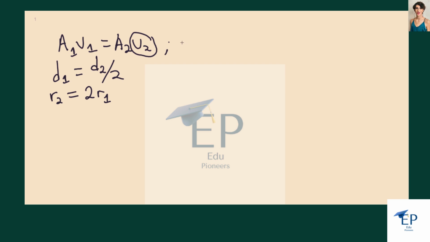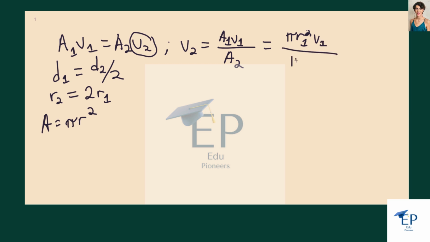So this is simply going to be v sub 2 equals A sub 1 v sub 1 divided by A sub 2. The cross-sectional area of any pipe is simply going to be pi r squared. So this would simply be pi r sub 1 squared, and then we have v sub 1 divided by pi r sub 2 squared. Now, we know that r sub 2 is going to be 2r sub 1, so we can cancel this out and cancel the pi's out and plug in for our constants.